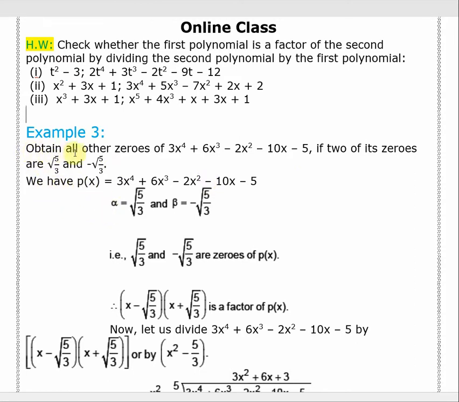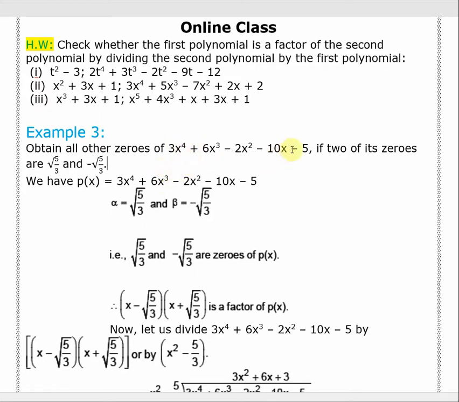The sum is saying: obtain all the other zeros of 3x to the power 4 plus 6x cube minus 2x square minus 10x minus 5, if two of the zeros are root under 5 by 3 and minus root under 5 by 3. So this is a big polynomial. Now we can see that it has x to the power 4, that means 4 is the maximum power it has. The polynomial has 4 as the maximum power, so there must be four zeros.